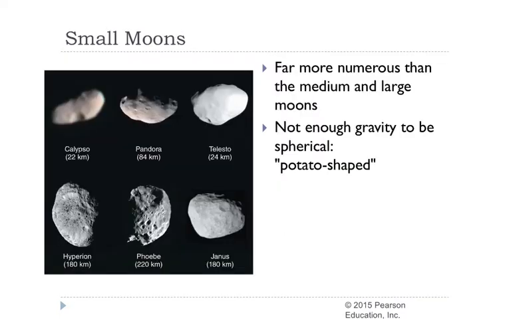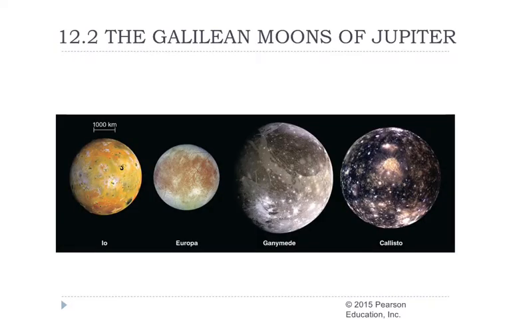Small moons are typically just captured debris, space junk. So Jupiter has around 70 moons, but a lot of those are just captured debris. Really, what we'll focus on for Jupiter are the four main moons, which we call the Galilean moons. And so that'll lead us into 12.2.